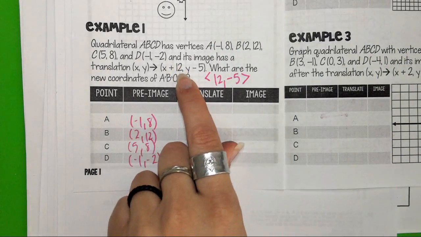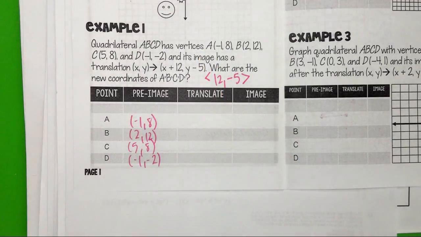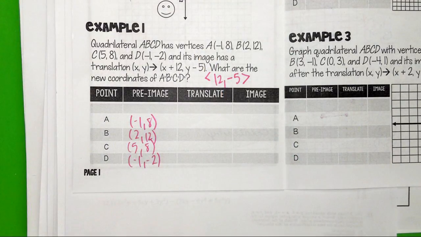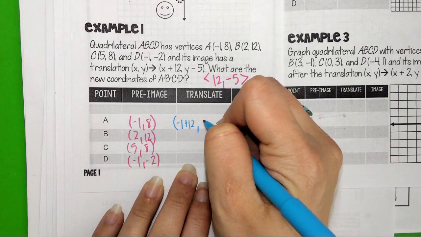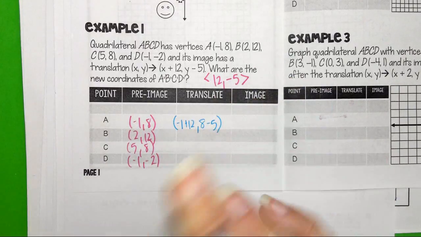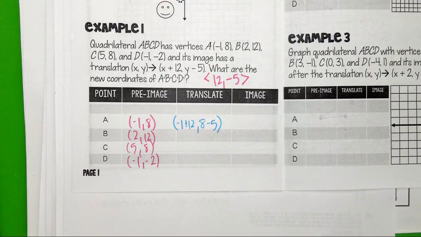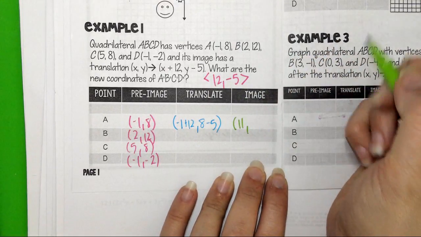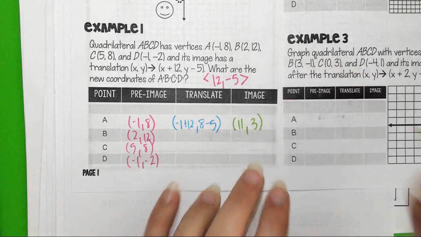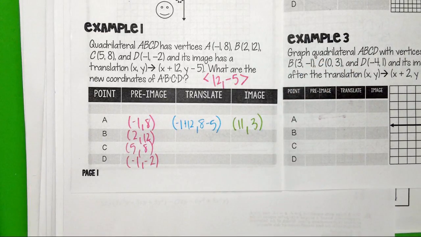Now it says translate it by adding 12 to the X value and subtracting 5 from the Y value. So in your translate section, you can write that out. You can say -1 plus 12, comma, 8 minus 5. And what is -1 plus 12? 11. And what is 8 minus 5? That's our new coordinate. That's how we do that.